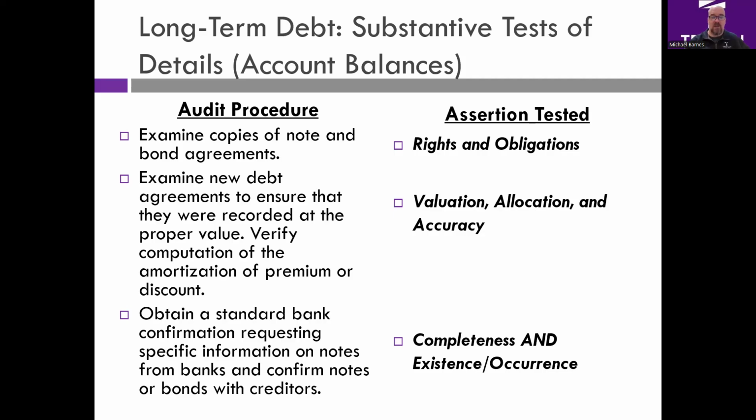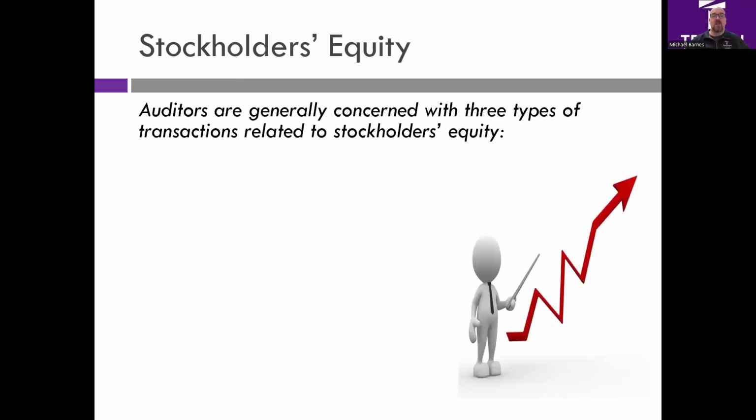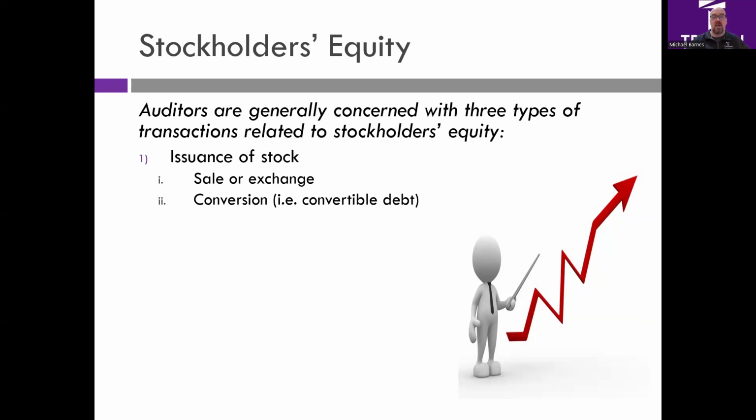All right, now we have stockholders' equity. Auditors are going to be generally concerned with three types of transactions in this area. It's going to be the issuance of stock, which would include sales or exchanges, conversion, an example of which would be convertible debt, when you have a bond that can be converted into shares of stock. And then stock splits, which is not really an issuance of stock, but it makes people feel like it's an issuance of stock. Then we have the repurchase of stock.